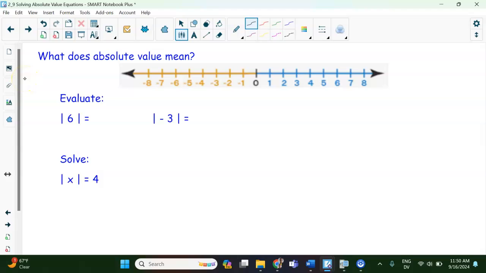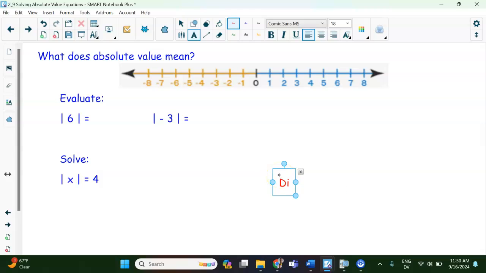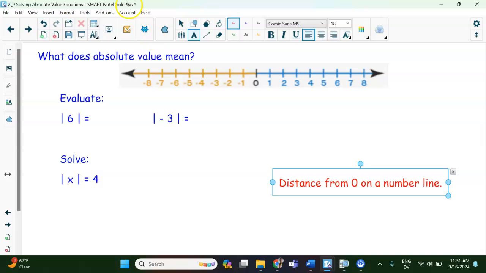Okay, so before we get too far into this, I wanted to go back and do the basics of absolute value. So here's a number line, and the idea of an absolute value is it is the distance from 0 on a number line. That's what the fence posts mean, right?